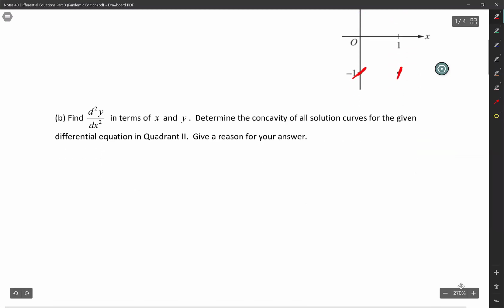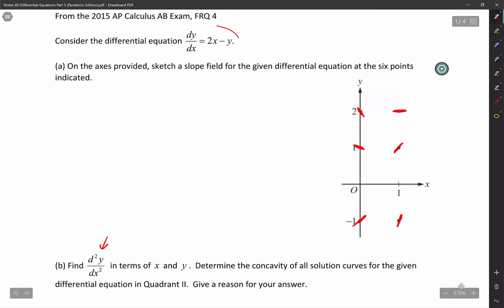So here it is, guys. Letter B. It says find the second derivative, d2y dx squared, in terms of x and y. Determine the concavity of all solution curves for the given differential equation in quadrant 2. Give a reason for your answer. I don't know why a lot of kids thought this question was hard. They already give you the first derivative.